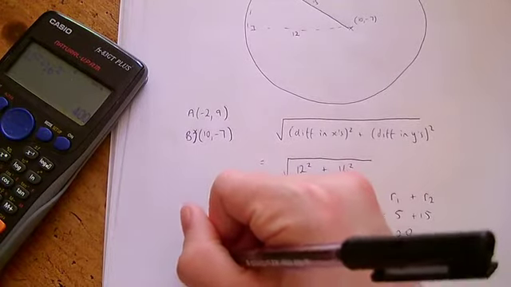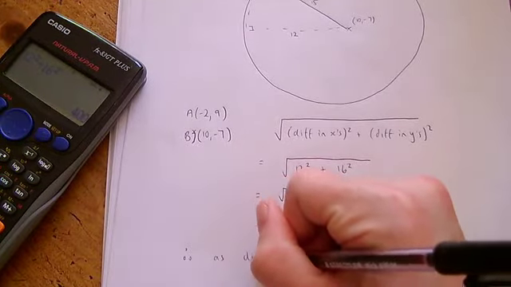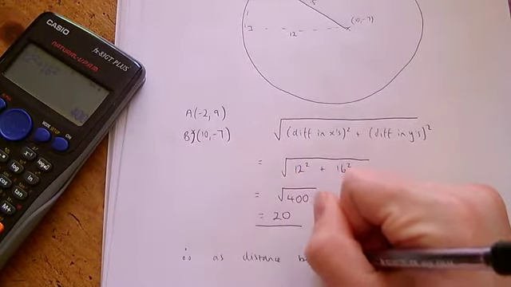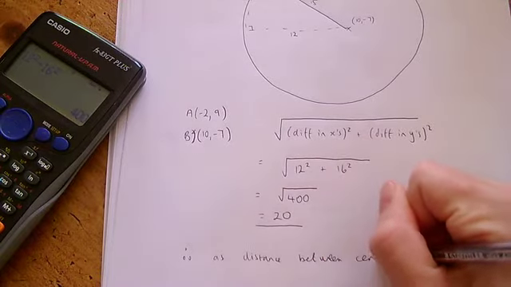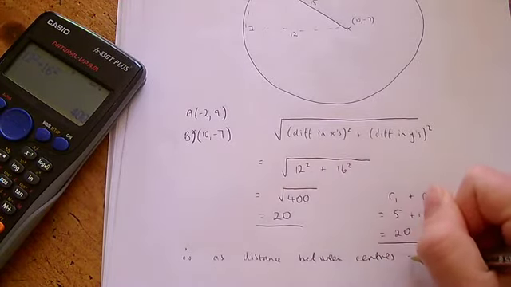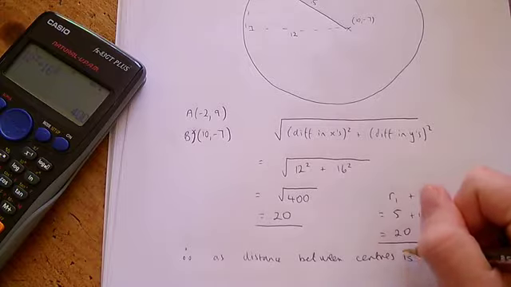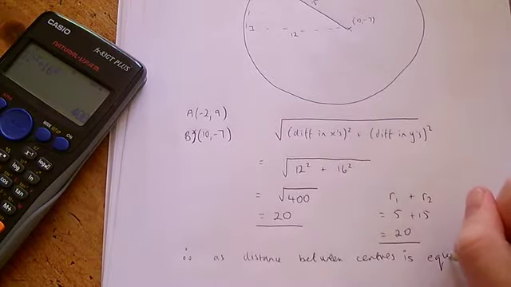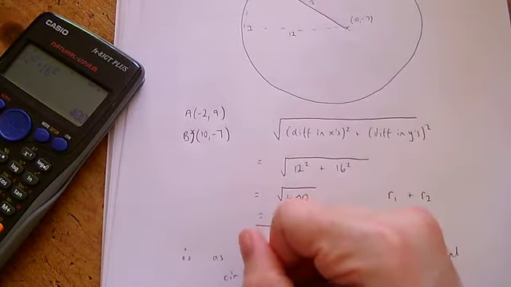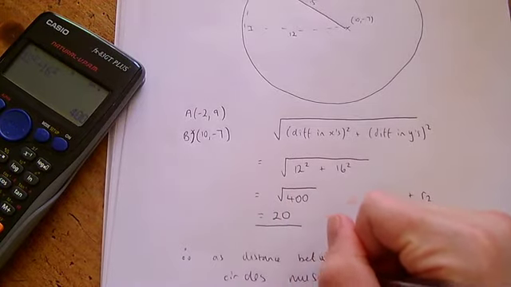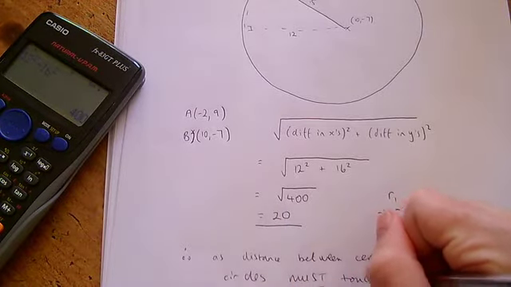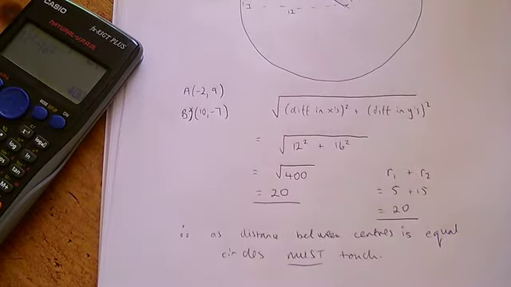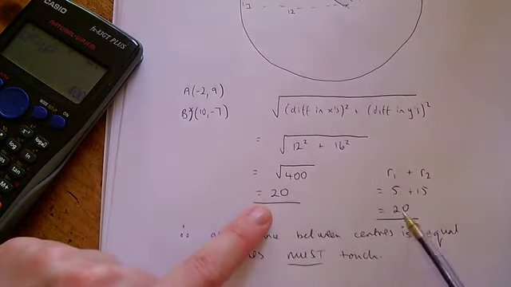You need to say, therefore, as distance between centres is equal, circles must touch. Okay, so you could have got asked show that they don't touch or show that they intersect in two places. Use exactly the same idea, but it'll all be to do with your two answers here.